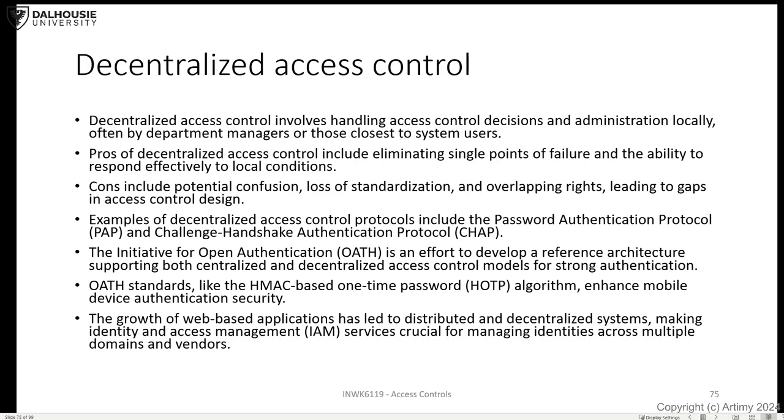The growth of web-based applications has led to distributed and decentralized systems. Of course, if you have multiple websites all over the place, in different locations, with different systems and different organizations, centralizing access to those would probably not be practical. Right? So that's what led to trying to have decentralized access control.